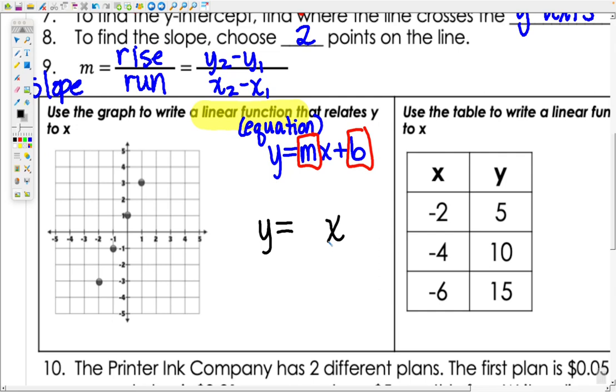I have to say that because so many people, when it's time to write the answer, don't put the Y and the X in there. That's an important part of the equation. So the only thing we're filling in is the M and the B.